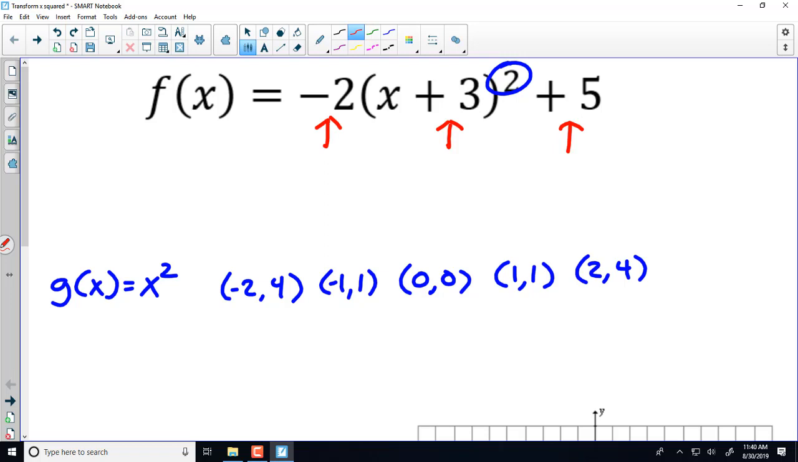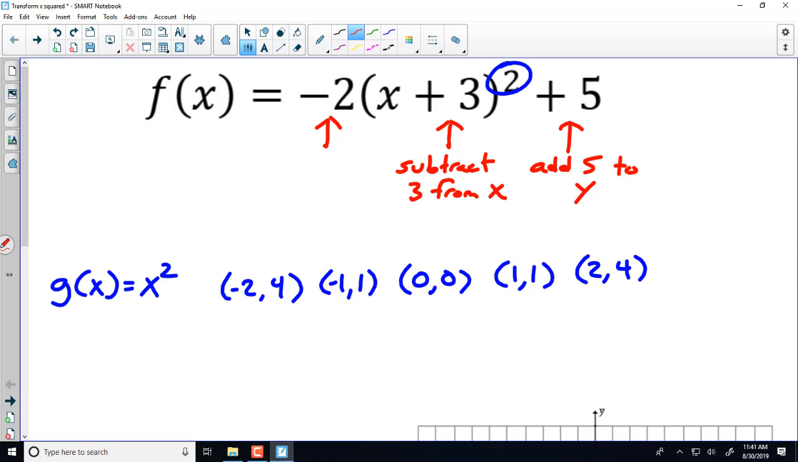The +5 at the end is going to shift the whole graph up 5 units, so we're going to add 5 to y. The +3 on the inside of the parentheses is going to shift the whole graph to the left 3 units, so we're going to subtract 3 from x. And the -2 in front is going to do two things.